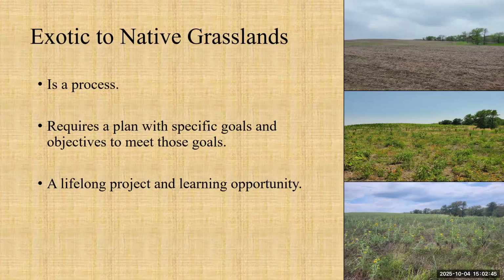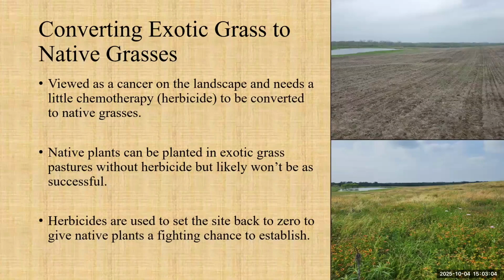One of the things you're going to see in this presentation is a series of photo points where we have taken non-native grass pastures back to native. That's a way of monitoring that process. So we'll keep going. Non-native improved grasses can be viewed as a cancer on the landscape that needs a little bit of chemotherapy, and that's herbicide, to be converted to native grasses.